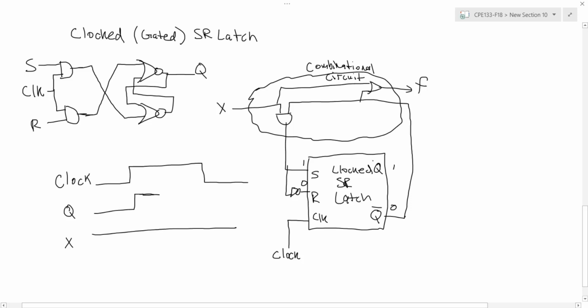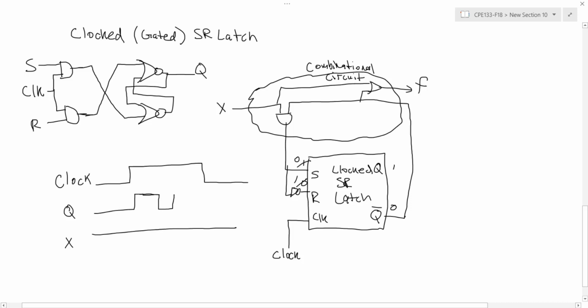But at the same time, because I have this feedback loop, Q naught has now just changed to 0, so that 0 is going to come back around and change S and R back to 0, 1. And if my clock pulse is long enough, my inputs to my clocked SR latch again are going to see this change. And so then they're going to reset, because my S and R is 0, 1, and change the state back to 0 again after some delay for the signals to propagate through the clocked SR latch.